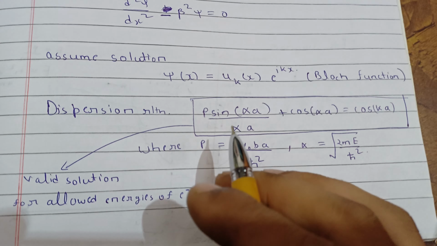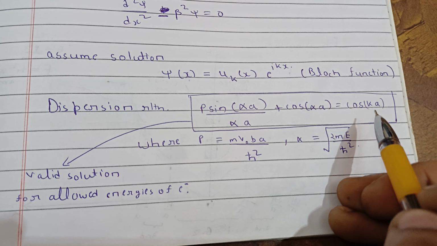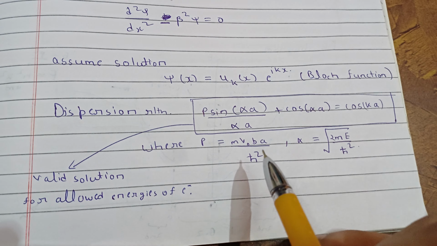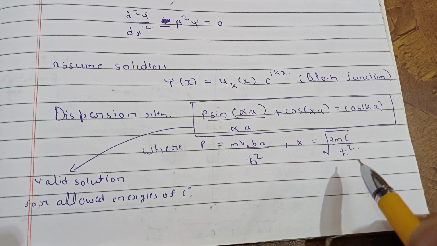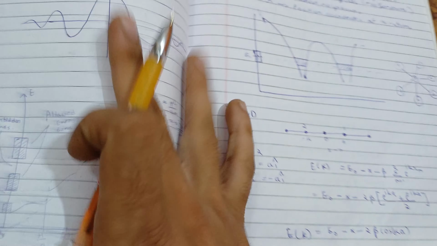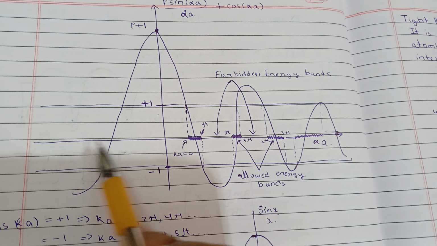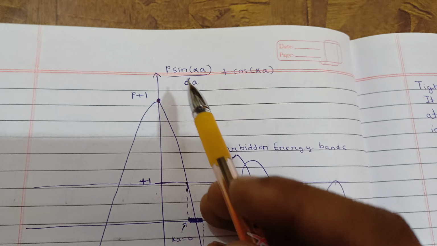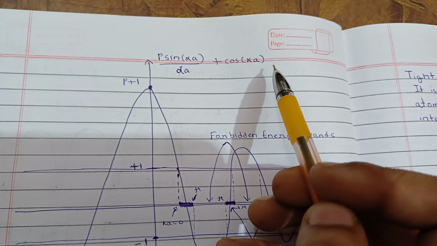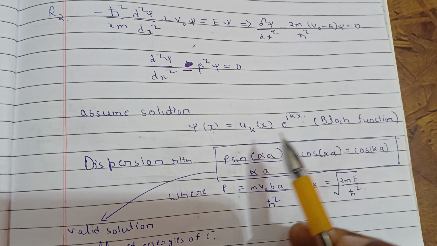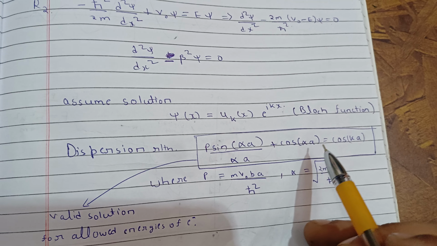So let's see. Here this LHS should satisfy the RHS, and if we plot this term on the y-axis, and on the x-axis we place the energy, meaning alpha A. Alpha A is nothing but energy. So this is the x-axis, the middle one, and on the x-axis we will put alpha A, and on the y-axis we will put P sin alpha A divided by alpha A plus cos alpha A. The left hand side of this we put on the y-axis, and on the x-axis we put alpha A. So alpha A denotes energy, just remember this.